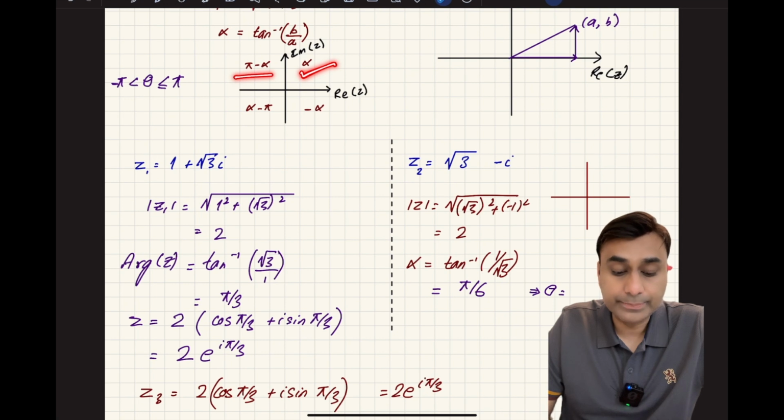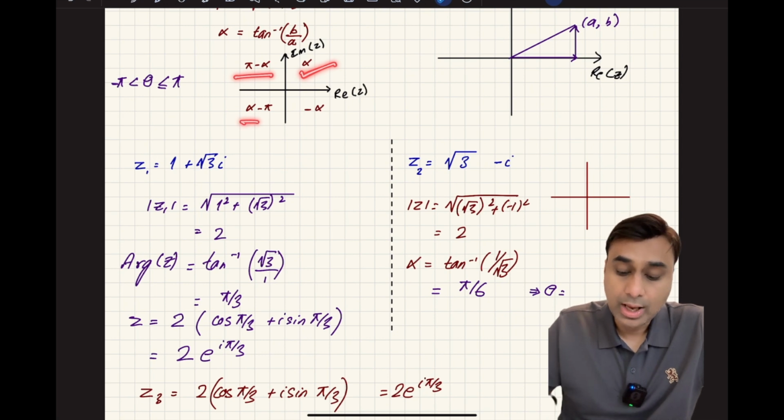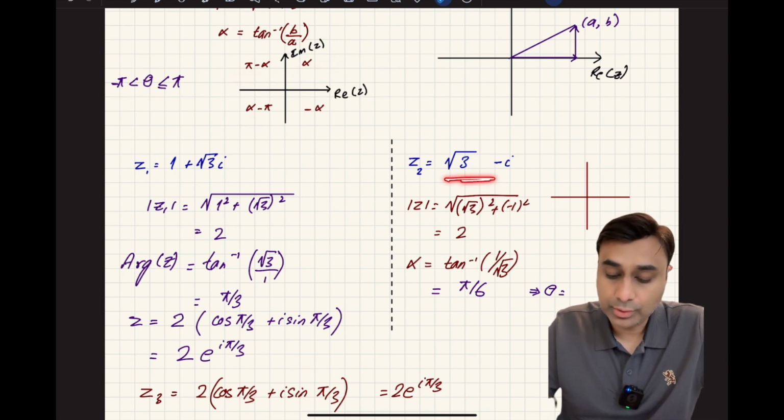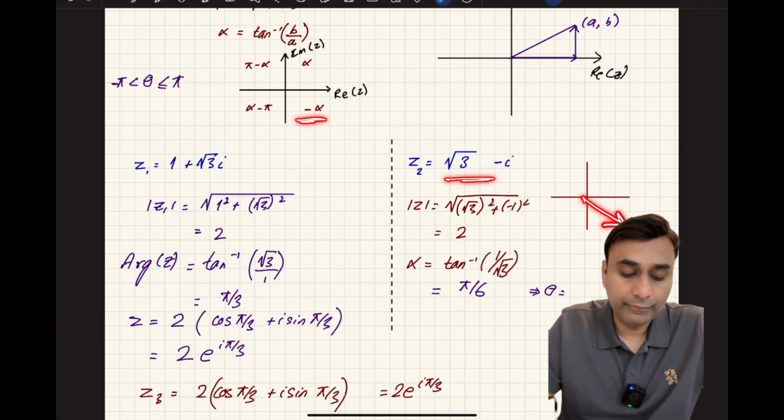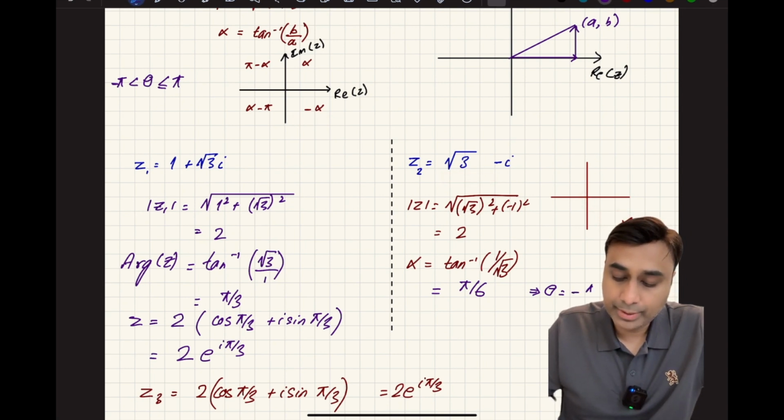For the second quadrant, it's pi minus alpha or alpha minus pi. But since we have a real part positive and imaginary part negative, I know this must be lying in the fourth quadrant. And since it is lying in the fourth quadrant, the angle theta must be directly minus alpha. So it will be minus pi by 6.